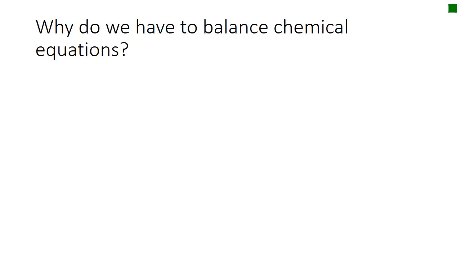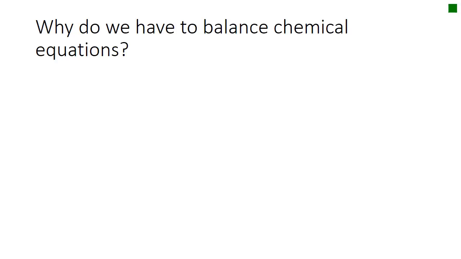So why do we have to balance chemical equations? In a chemical reaction, you have to understand that matter is neither created nor destroyed. So in other words, the number and the type of atoms going into a reaction must be the same as the number and type of atoms coming out of the reaction. If an equation obeys the law of conservation, it is balanced. So the reason why is because matter cannot be created or destroyed. Matter is only changed from one form into another.